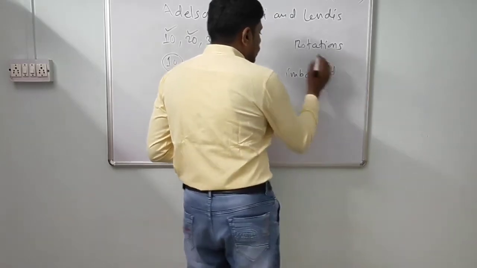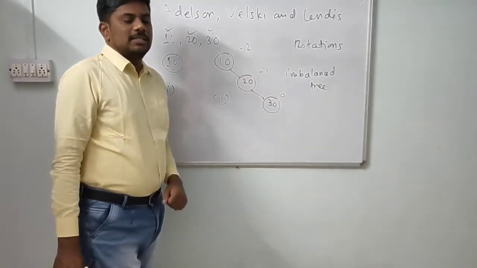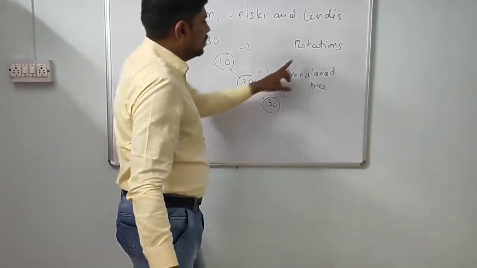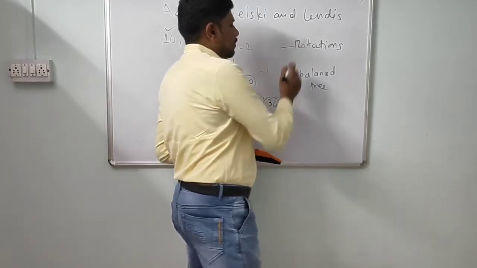This is an imbalanced tree, so you need to make it balanced. How can you make it balanced? By using the rotation concept.